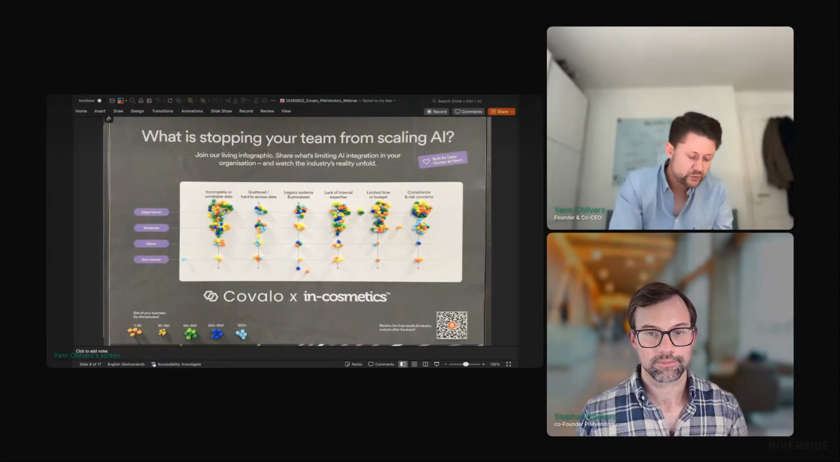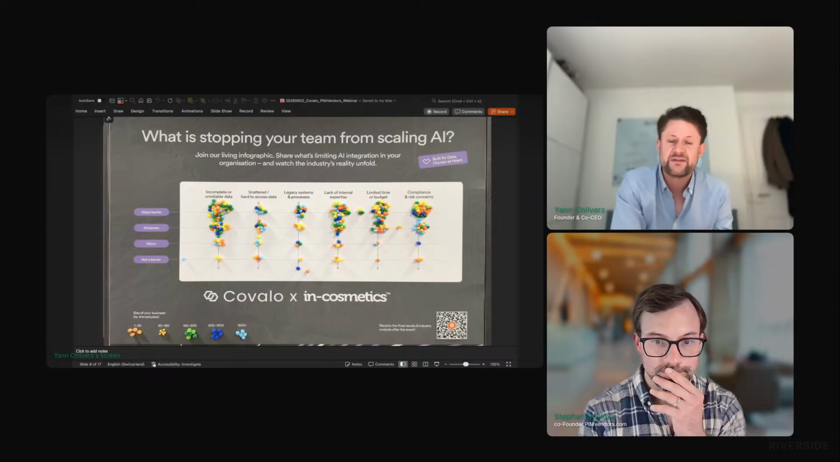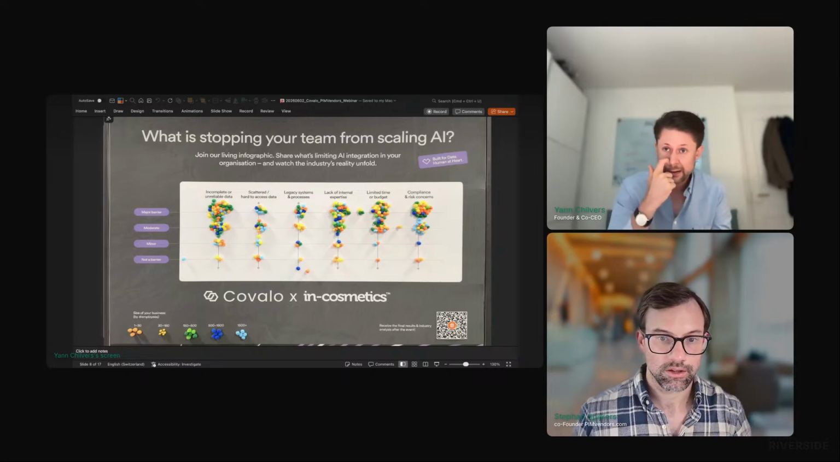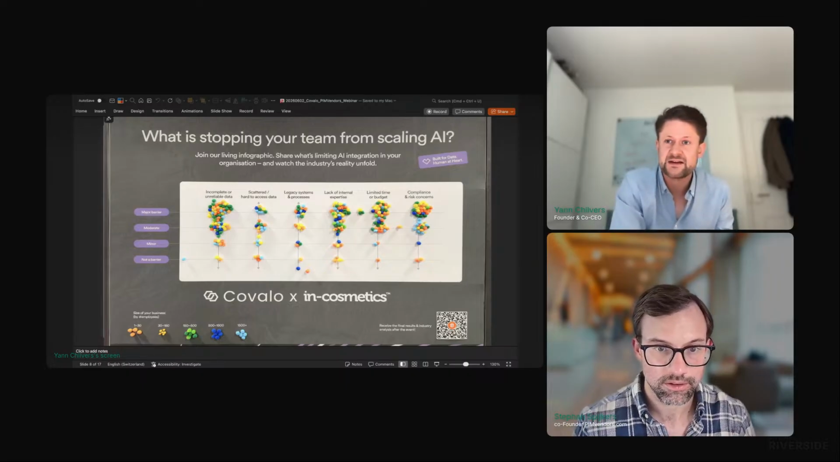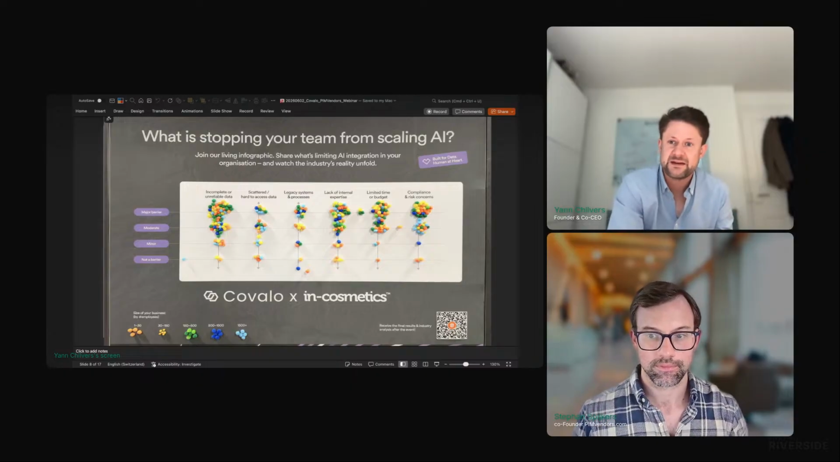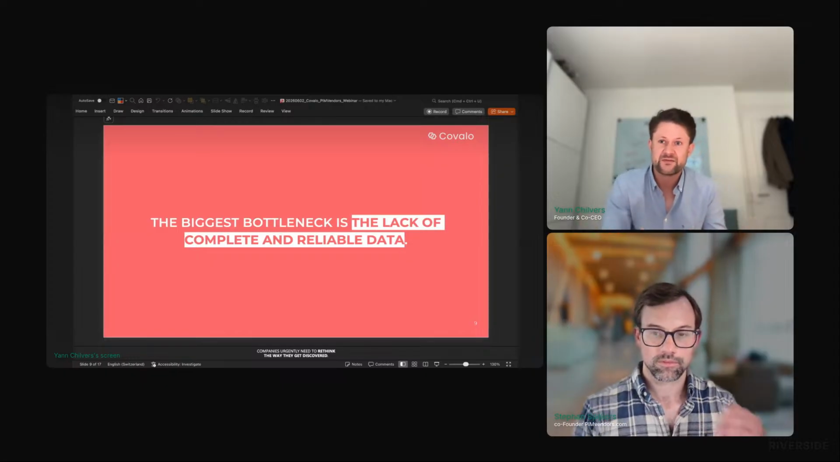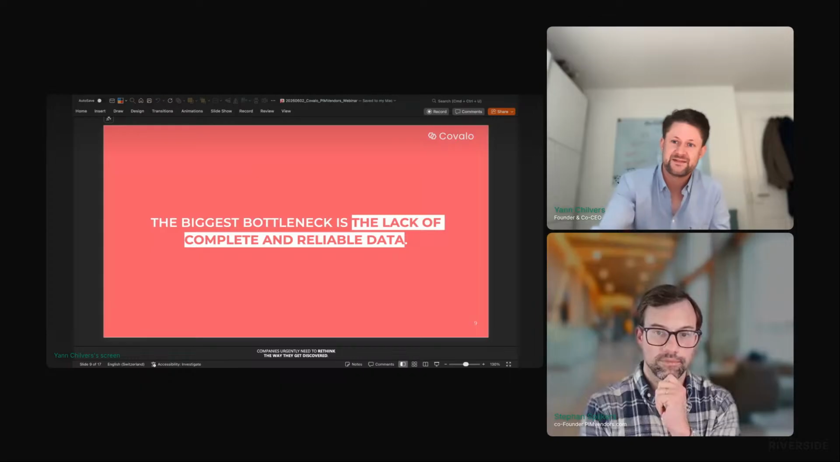So we have a partnership with one of the largest fair organizers in the world, called In Cosmetic, and we always run an infographic. And that was in April. We asked the industry, so people passing by, what was stopping their team from scaling AI, right? And what we see is the number one bottleneck is the lack of complete and reliable data internally, but also data from partners, data from the market.